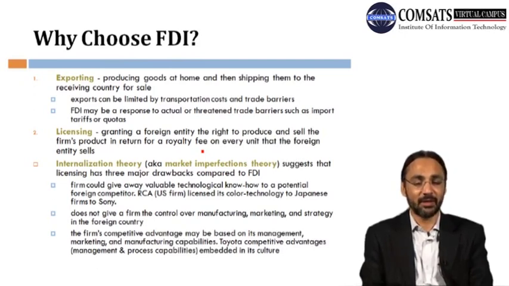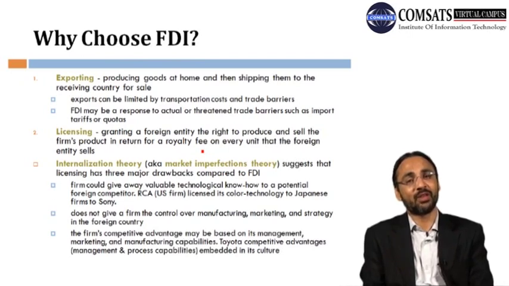The next one is licensing. Licensing is the granting of a foreign entity the right to produce and sell the firm's product in return for a royalty fee on every unit that the foreign entity sells. Why do companies prefer FDI over licensing? Internationalization theory, also known as market imperfection theory, suggests that licensing has three major drawbacks. The first one is that a firm could give away valuable technical know-how to a potential foreign competitor.